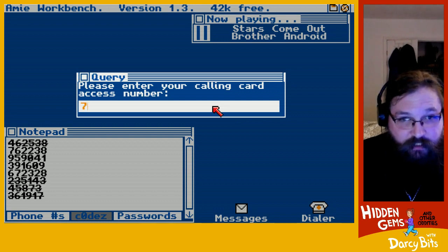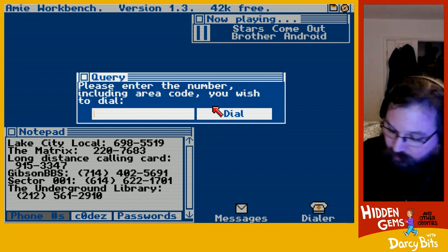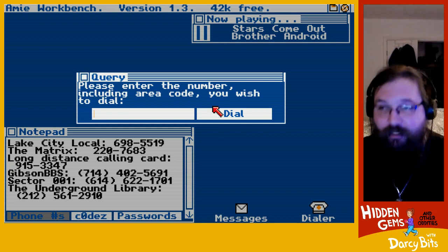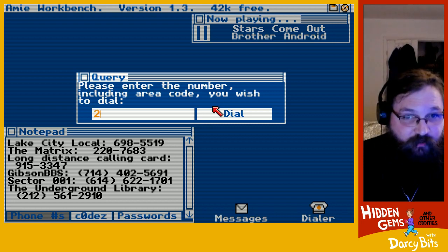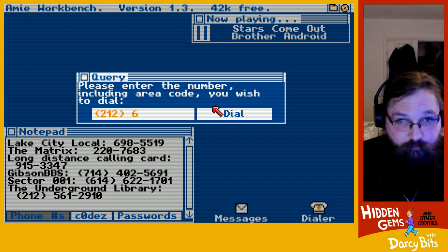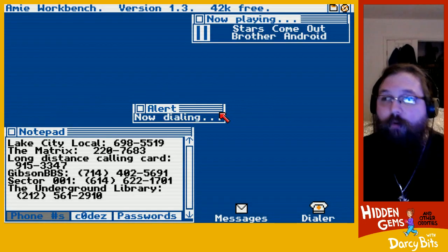Okay. 7, 6, 2, 2, 3, 8. Nice. And Underground Library has been added to our list because we were given an actual number and not just extracted it from garbled messages. Cool, great.